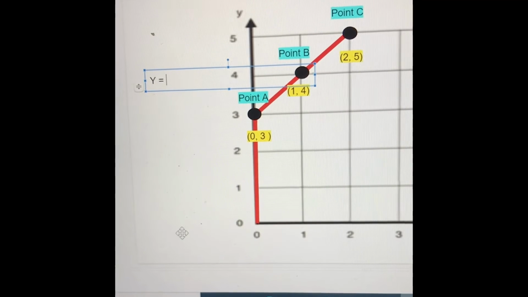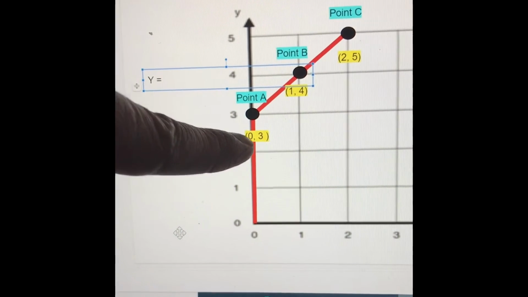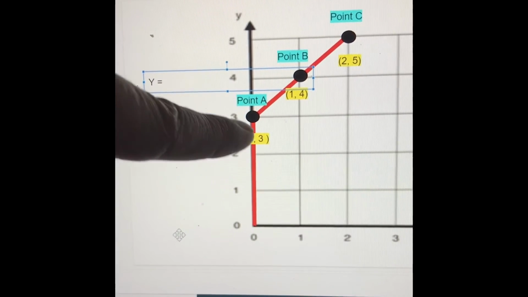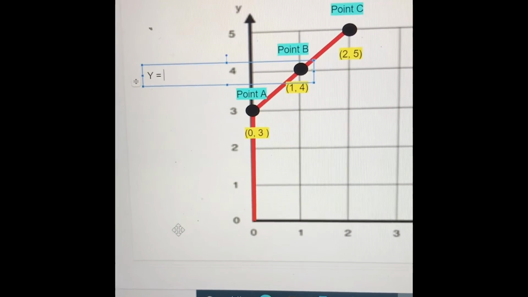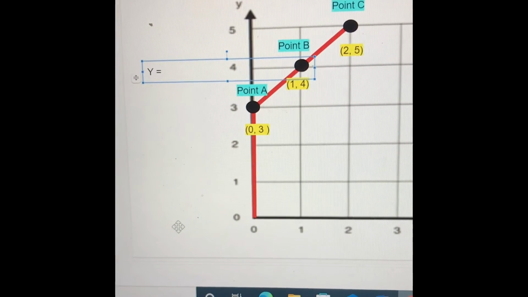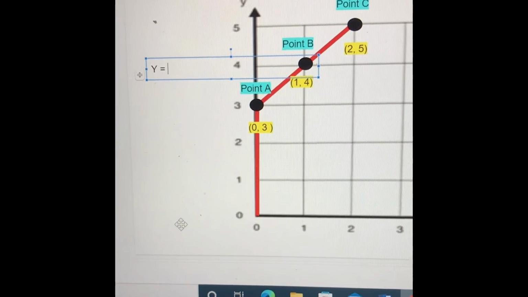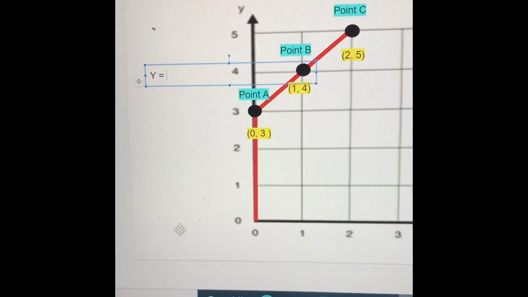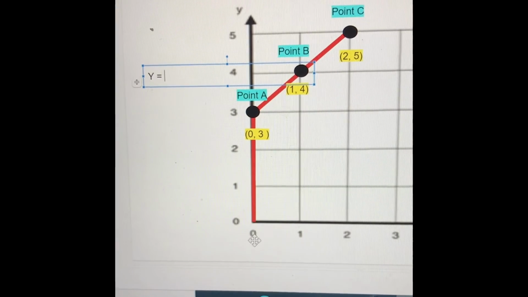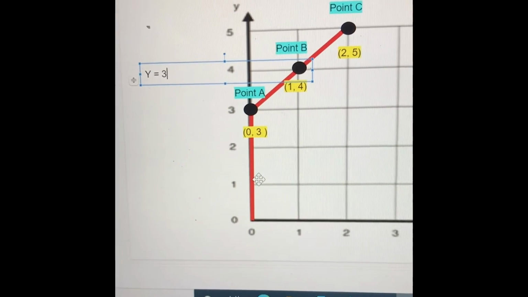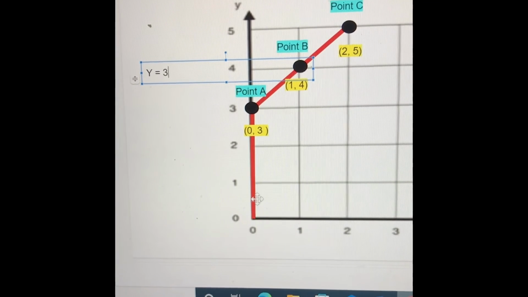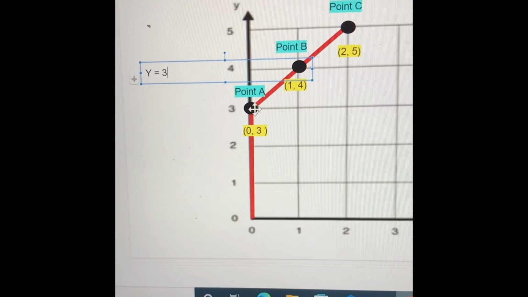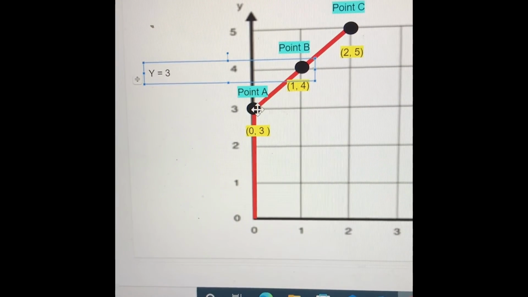Whenever we have a situation where the coordinate is 0 for the x-axis, there's going to be a number with no variable in it in the equation. So right now we're going to have y equals 3 because the line went up 3 points before x moved off the graph.